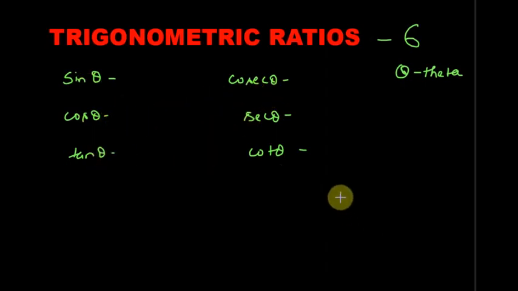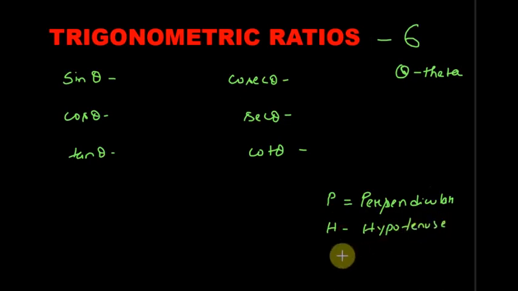Here, if I write P, this P will represent perpendicular, because I'll be using short forms in the formulas. If I write H, this H will represent hypotenuse. And B will represent base. So the formula of sine theta is P by H, that is perpendicular by hypotenuse. This is a ratio, P is to H.